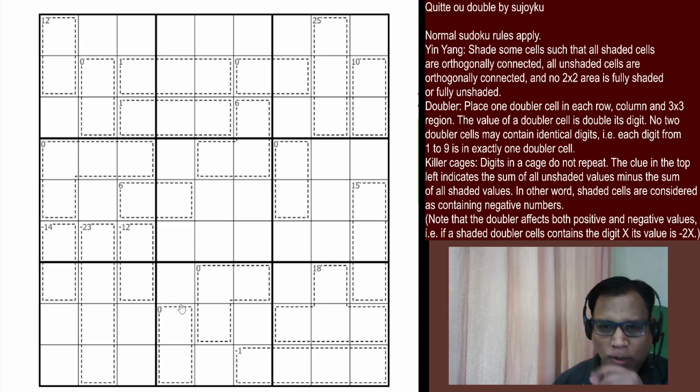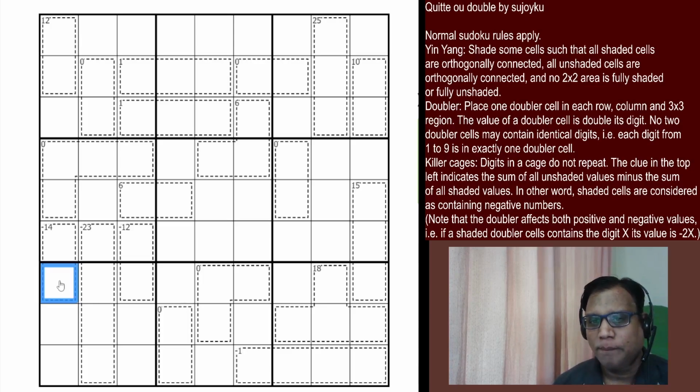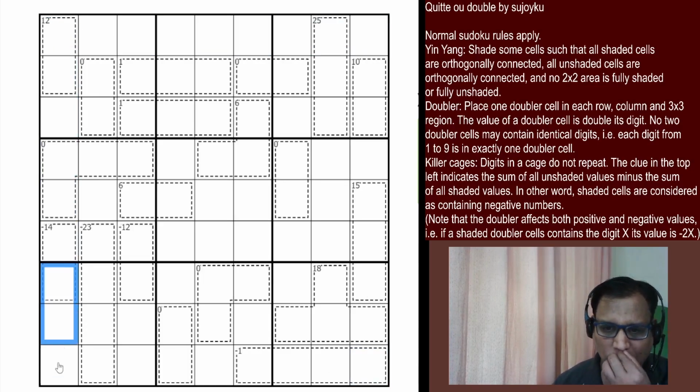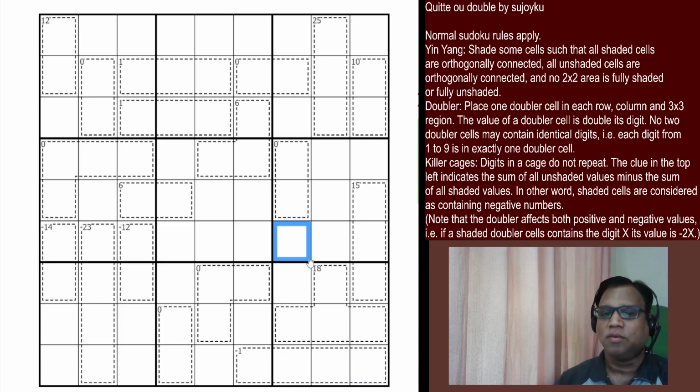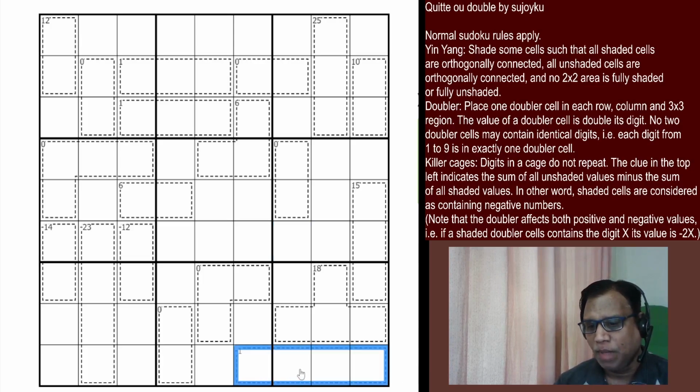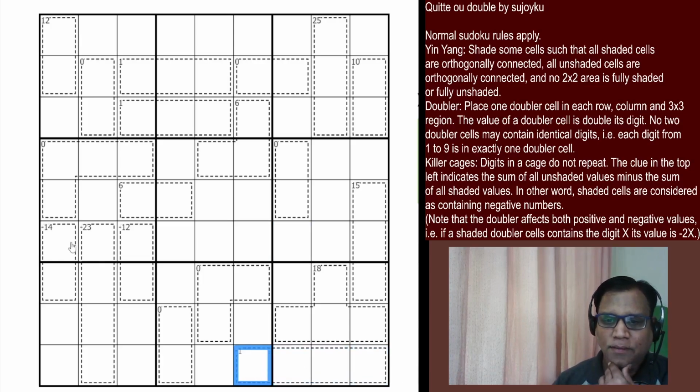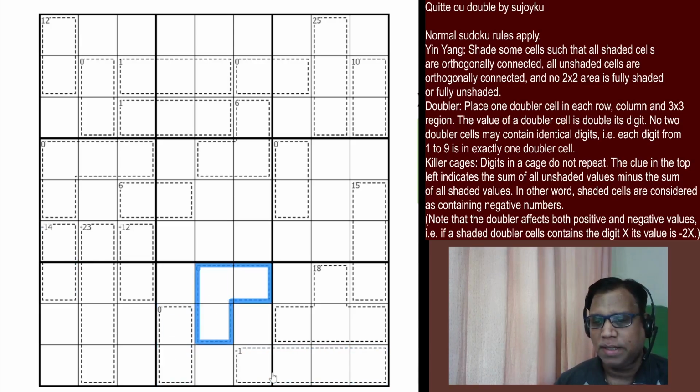So normally what we do in the Yin Yang, because of the border rules, is we try to figure out at least two cells which are shaded or unshaded, and then see if we can make the entire border fully shaded or unshaded. So here, negative or zero means there has to be some kind of shading involved, because otherwise both will be positive and negative is not possible. So there is shading involved here and shading involved here. But now we don't know whether that is shaded or that is shaded.